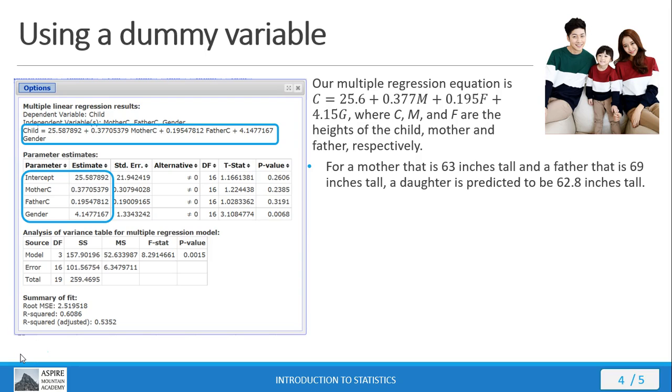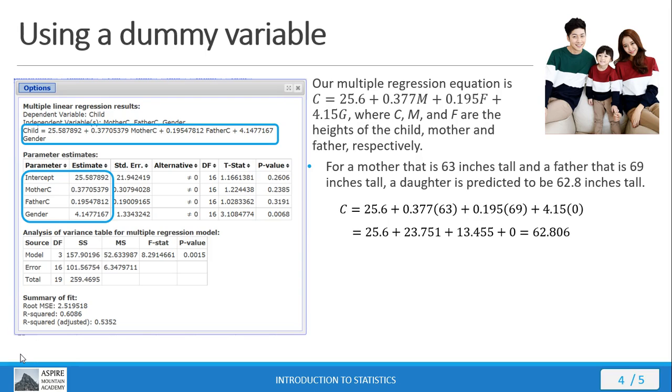Next, we're going to look at a case where a mother is 63 inches tall and a father is 69 inches tall. For that, we're going to predict the height of a daughter to be 62.8 inches. How do we get that? Well, we look at our regression model and plug in the values for the different variables. Remember that the gender of the child here is a daughter, and we assigned female to be 0 for our dummy variable. So that's where the 0 on the end comes from. We do the math and find our predicted value of 62.8 inches.